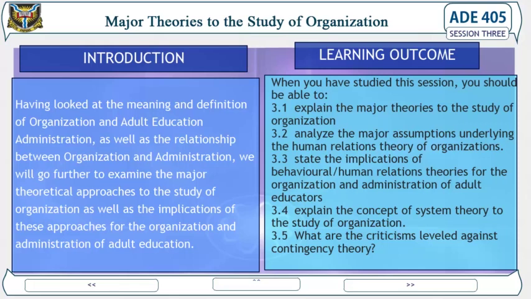Learning outcomes. When you have studied this session, you should be able to explain the major theories to the study of organization, analyze the major assumptions underlying the human relations theory of organizations, state the implications of behavioral human relations theories for the organization and administration of adult educators, and explain the concept of system theory to the study of organization. What are the criticisms leveled against consistency theory?